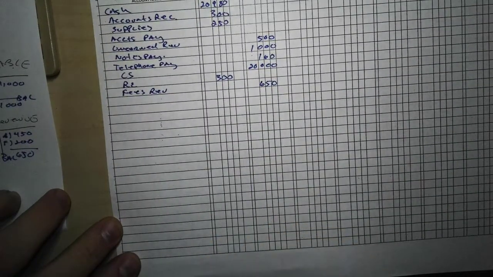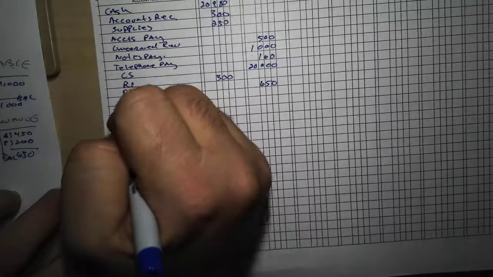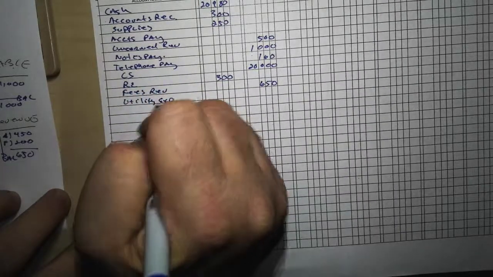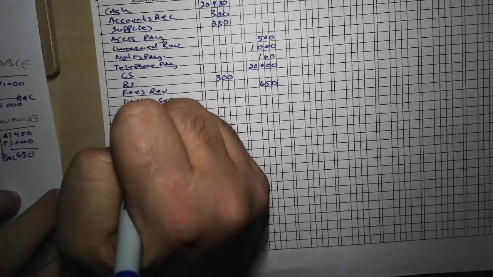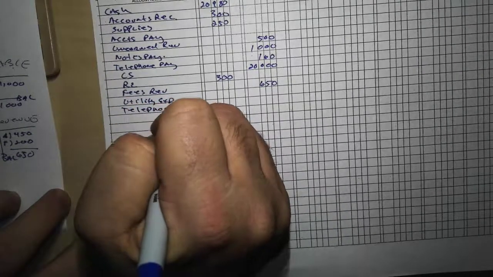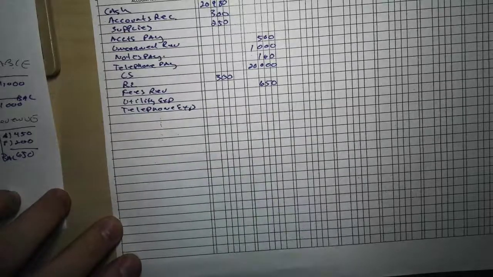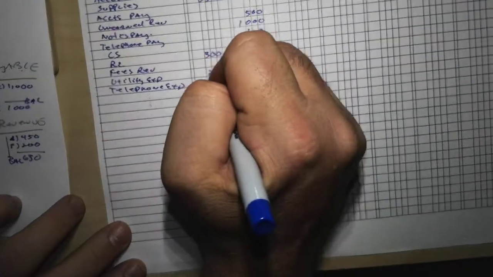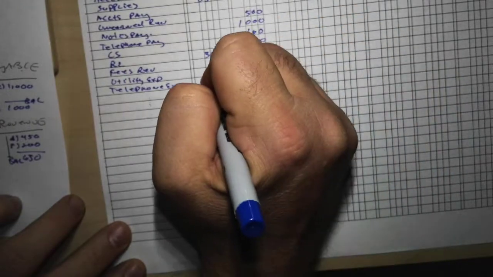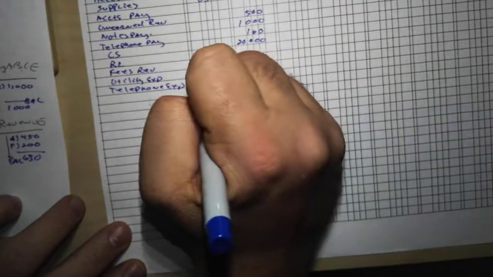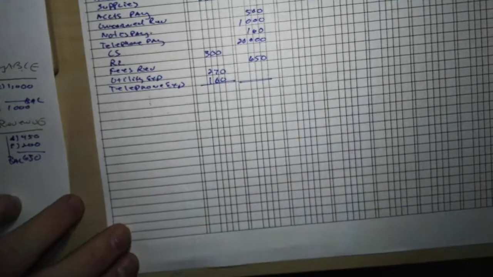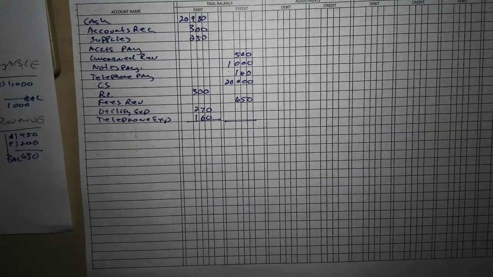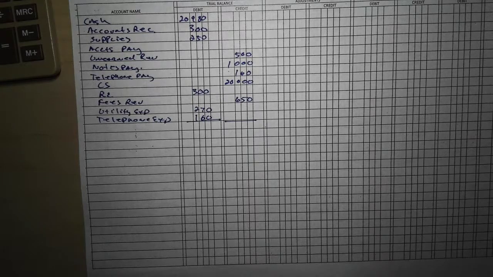And then we start our expenses. And telephone expense. All right, so the utility expense is going to be $270, and the telephone expense will be $160. All right, so there's our trial balance. Let's go ahead and see if these add up.